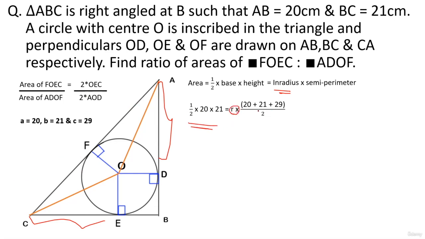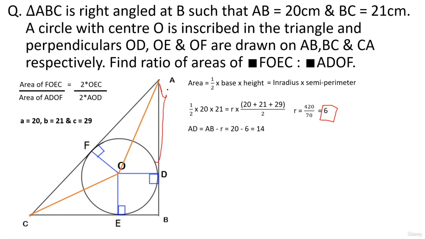And the inradius R is given by area over semi-perimeter, where the semi-perimeter is (20 plus 21 plus 29) divided by 2. If you solve this, you get the inradius r equal to 6. Now guys, if you observe carefully, what is AD? AD is nothing but the entire AB, from which you remove this r, the inradius, right? So AD will be AB minus r, which is 20 minus 6 equals 14.